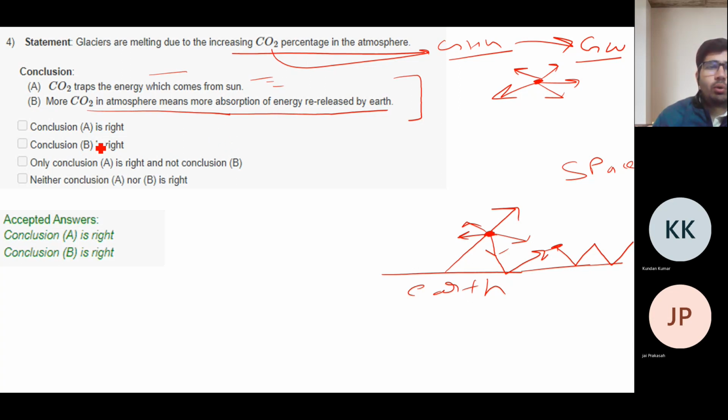So both conclusions are correct from the given statement. So conclusion A is right, conclusion B is right. So these are the correct options.